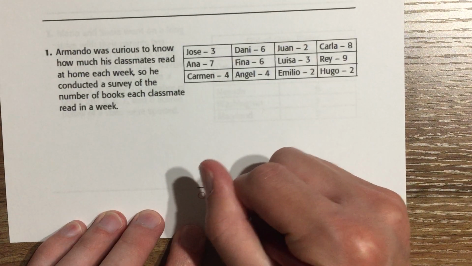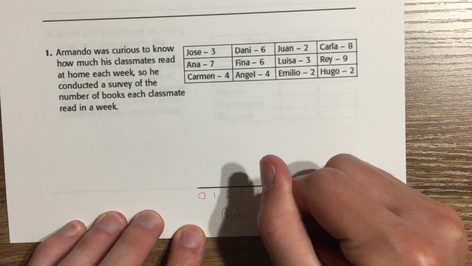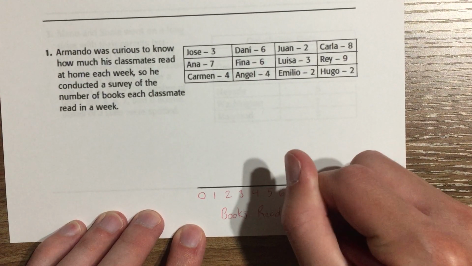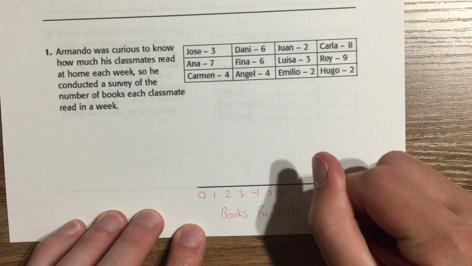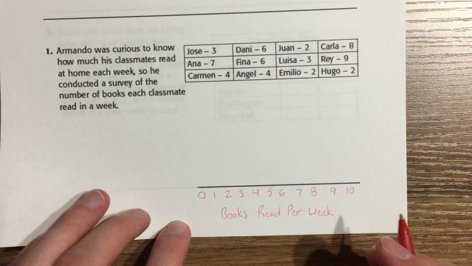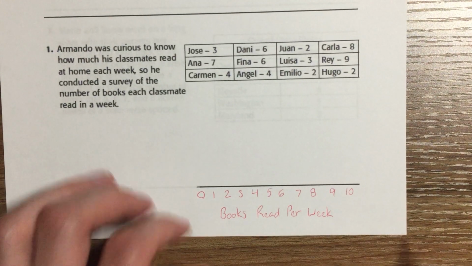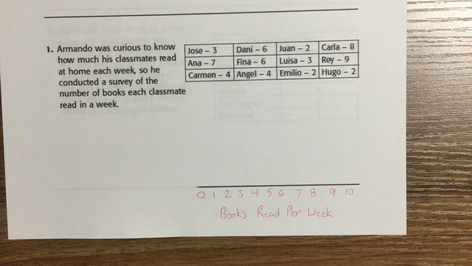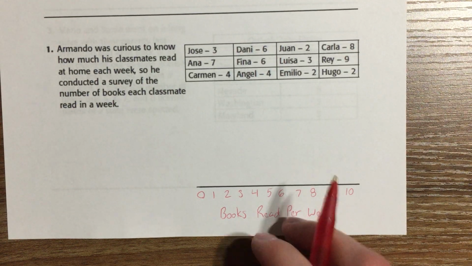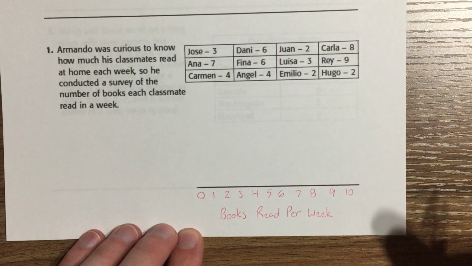books read per week. And I do want that label on there because that's going to tell me what these numbers mean. If I don't put a label down here, I don't know what 0 through 10 is. I don't know what 5 is. Why are there 4 X's above 5? I don't know what that means. So I need that label. Those are the books that are read per week.